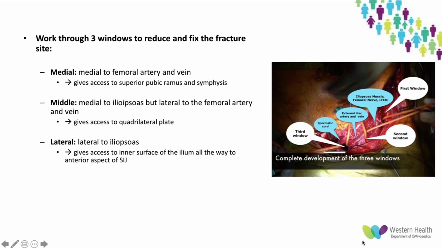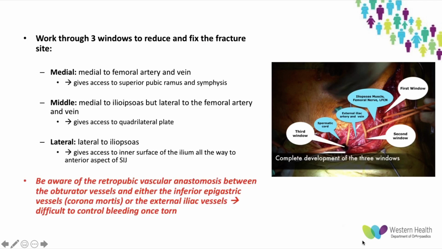One of the important things to be aware of in the ilioinguinal approach is the corona mortis. It is a retropubic vascular anastomosis between your obturator vessels and your inferior epigastric vessels, or between the external iliac vessels. The reason it's important is because if you tear one of these vessels, it is very difficult to control the bleeding.